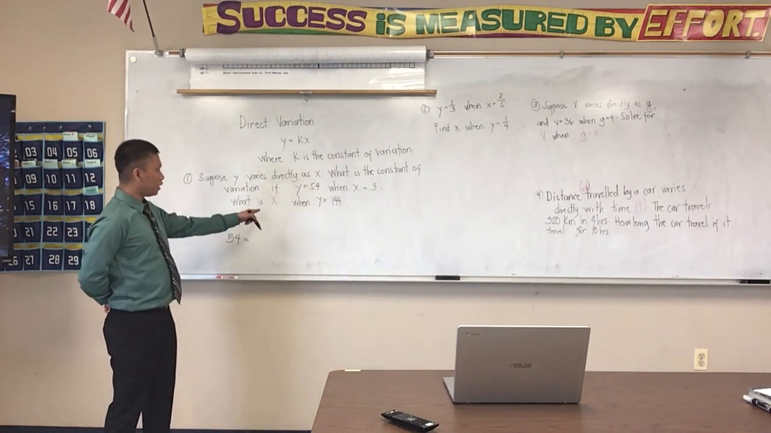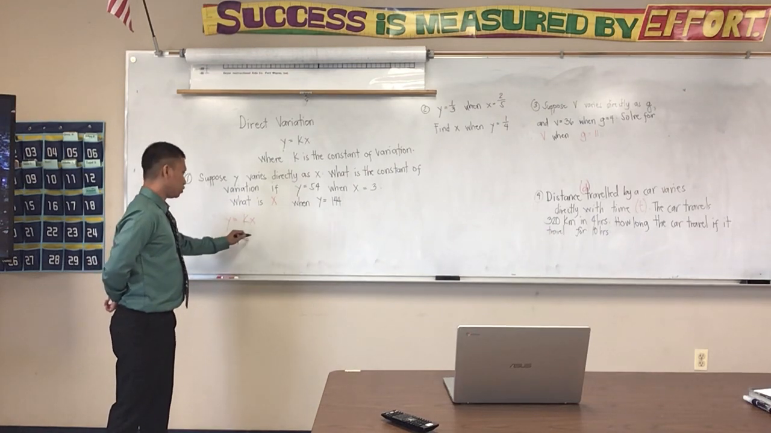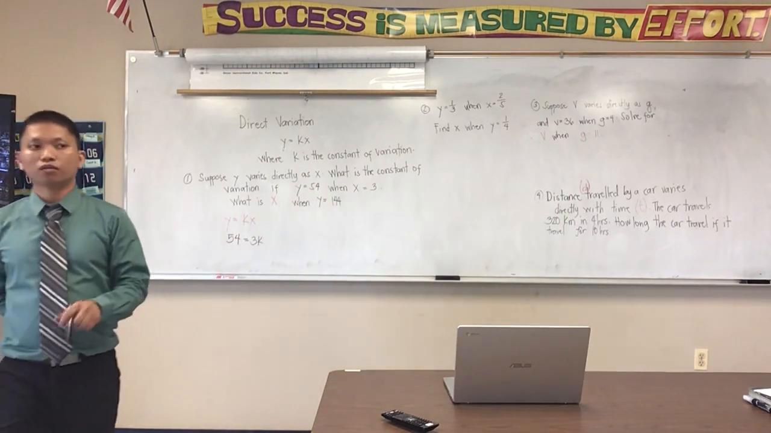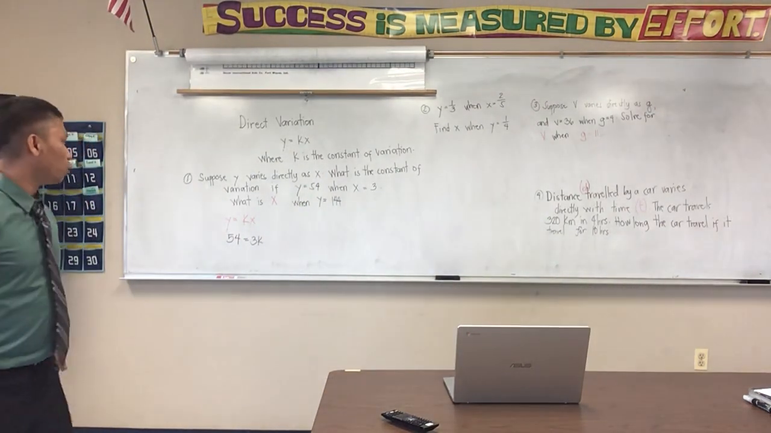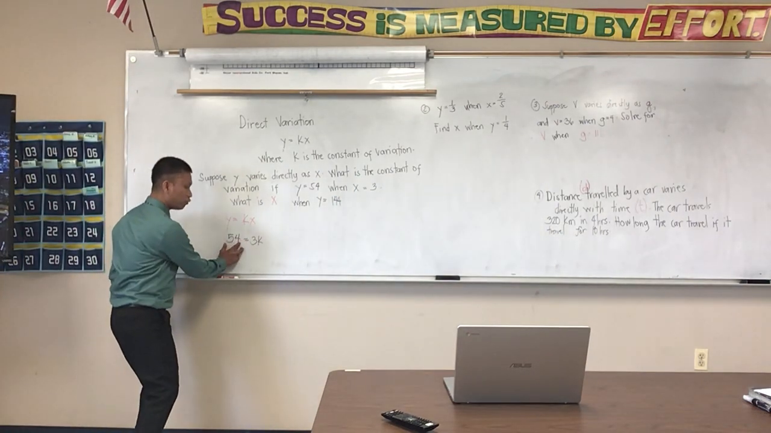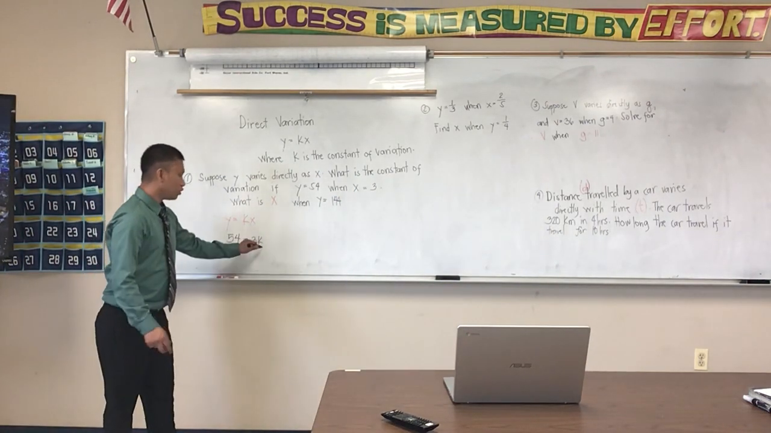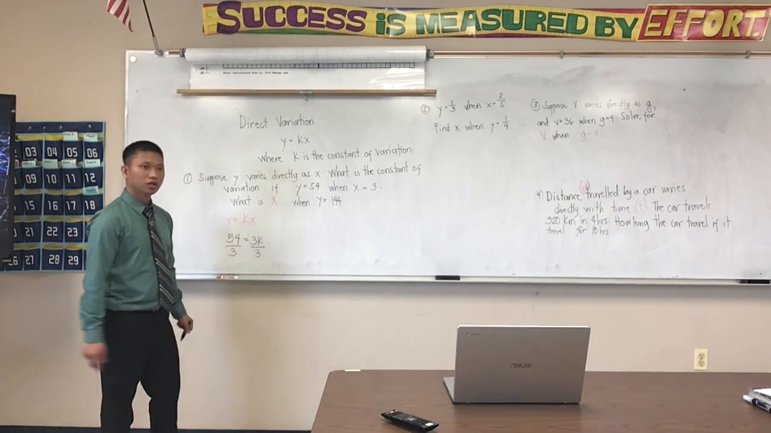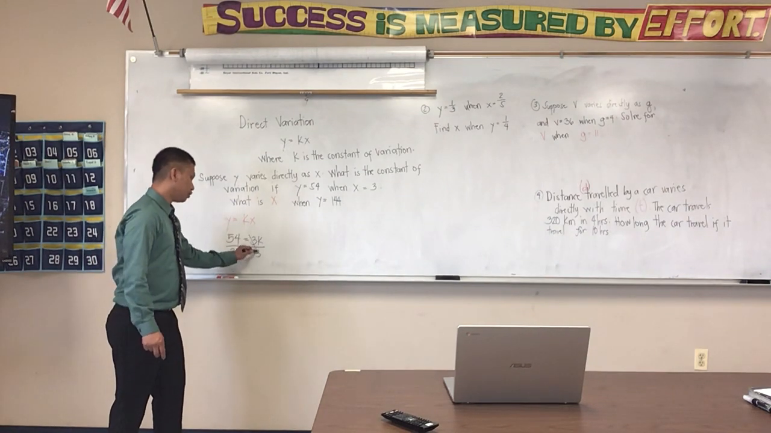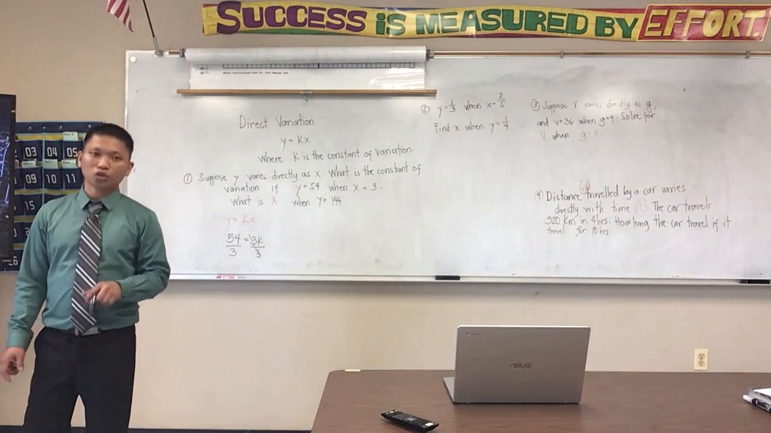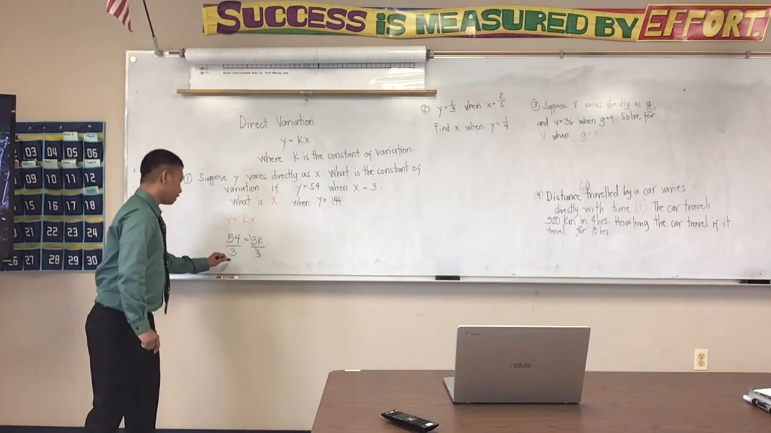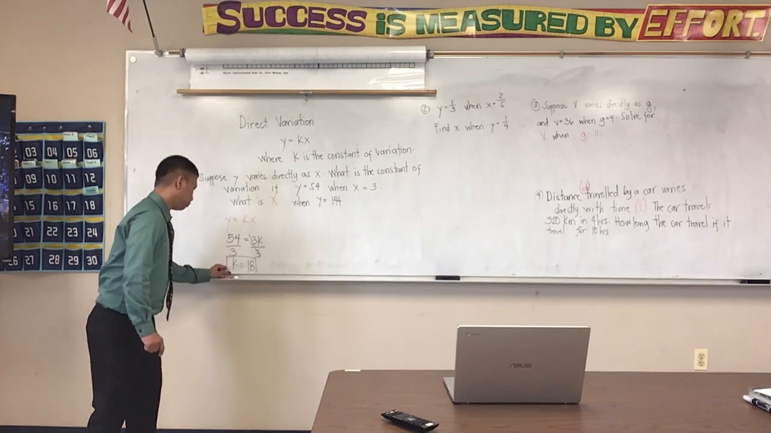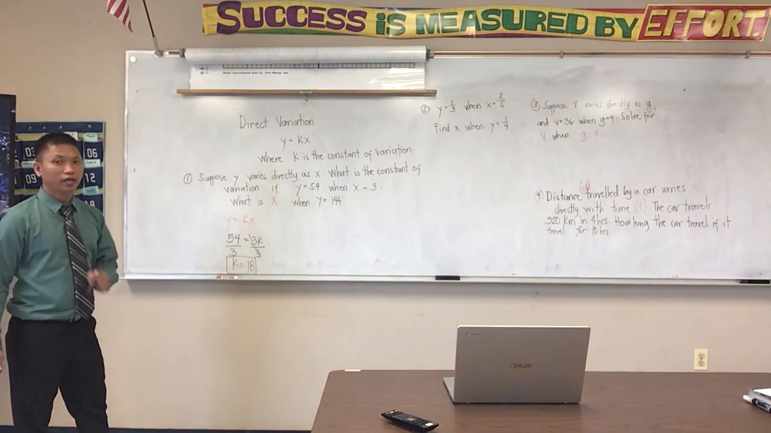So we just multiply 3 by k, so it would be 54 equals 3k. To solve for the constant of variation, we divide both sides by 3. Therefore, our constant of variation is 54 divided by 3, that would be 18. K equals 18.